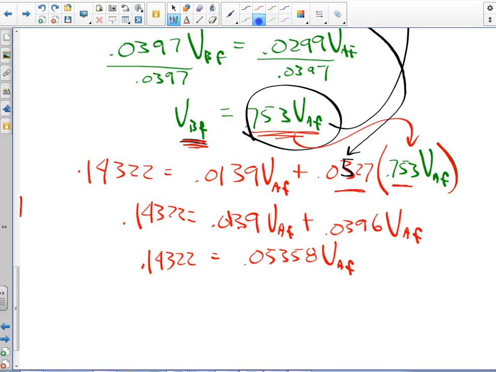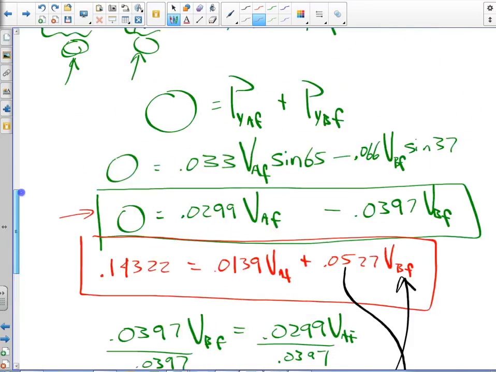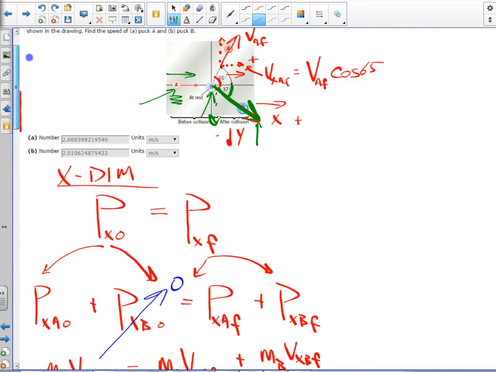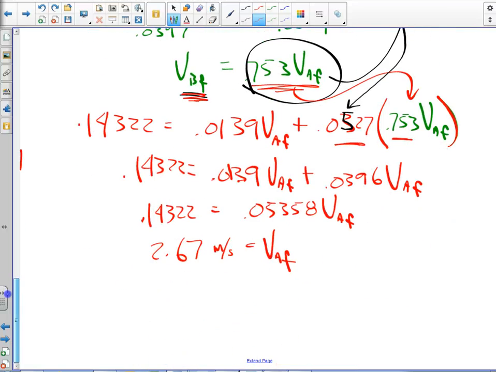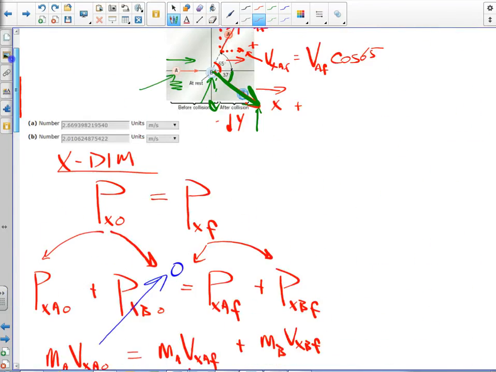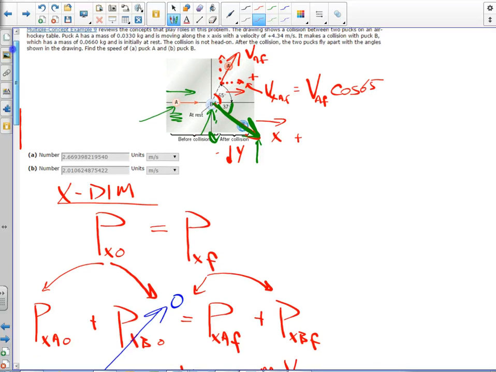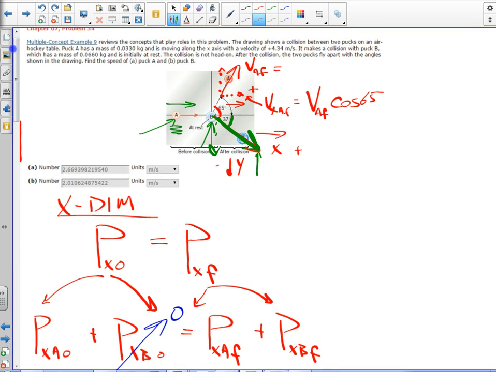Divide both sides by the 0.05358. So I'm going to do 0.14322 divided by 0.05358. I like this answer a little better, I think. 2.67 meters per second positive, which would indicate upward, which makes me feel better about the world, because A's y component to its final velocity should be upward. Actually, whether it's positive or negative doesn't make a difference, does it? Because we're looking at the actual velocity, which is at an angle. But 2.67 meters per second works for me.